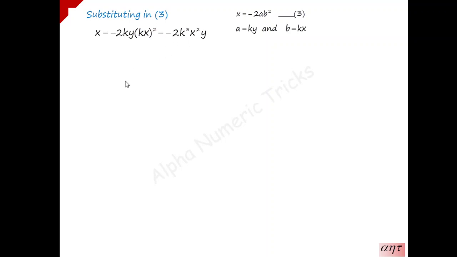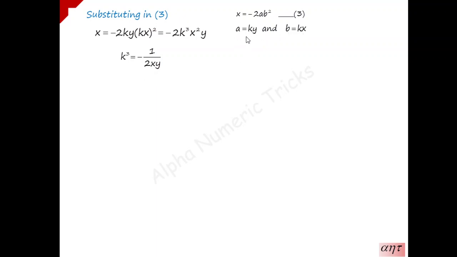Okay, so from this we have to find the value of k cube now. So your k cube is taken to one side and the other terms, minus 2 x squared y, are taken to the denominator on the other side. So you have k cube is equal to minus x by 2 x squared y, you have x getting cancelled, so after that you have k cube as minus 1 by 2xy. Okay, now we know the value of k cube also.